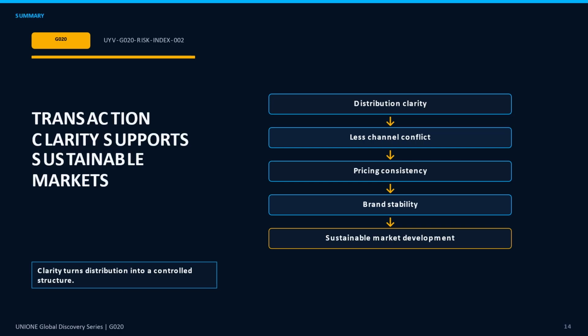Transaction clarity creates the foundation for sustainable market development. When the supply route is transparent, responsibilities are easier to manage. When responsibilities are clear, channel conflict decreases. Lower conflict supports more consistent pricing, stronger distributor confidence, and better brand stability. A sustainable market is not built by moving products through as many routes as possible. It is built through controlled and responsible cooperation.